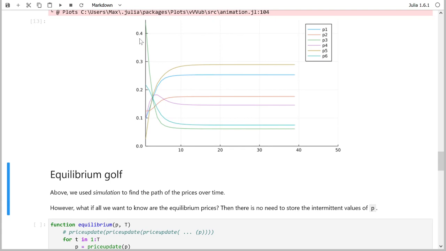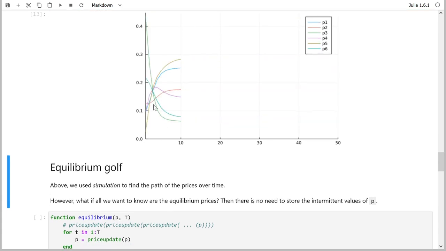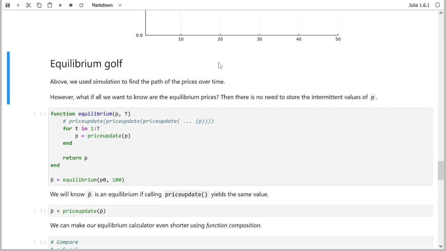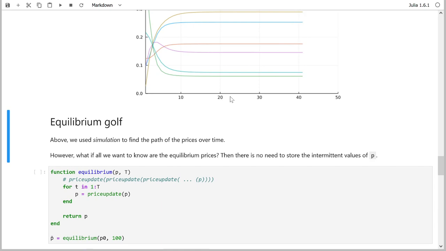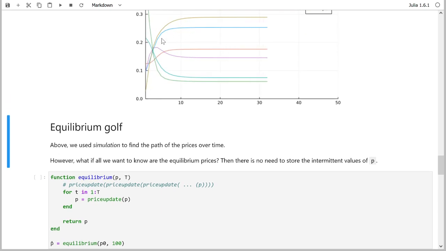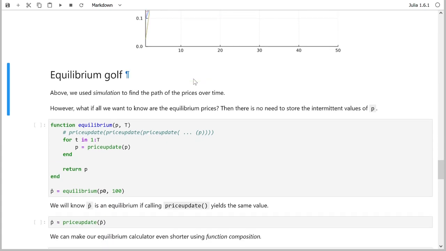So here what we've done is a simulation, right? We're looking at how do the prices move over time and can I kind of draw their path? But another thing we might want to do is just find those equilibrium prices, right? So I might only care about this value over here on the right, and I don't really care what path it took to get there.